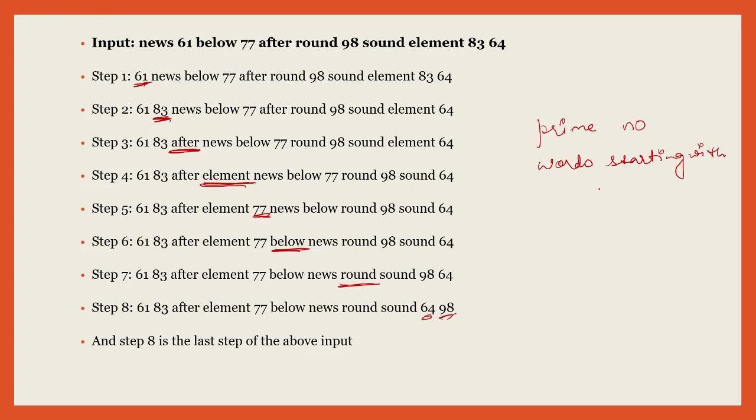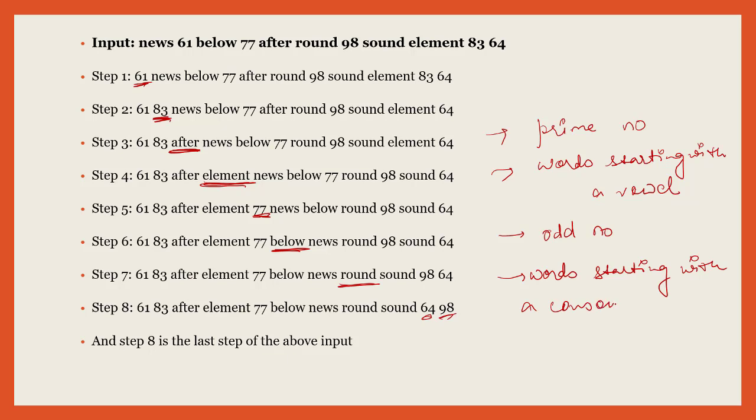As you can see, we have brought "after" and "element" to the front, and both start with vowels. Then we have placed odd numbers. 77, there was only one odd number here. Suppose that we have arranged words which are starting with a consonant. And in the end we have arranged even numbers. So this is the pattern of input output that has been followed in this particular example.